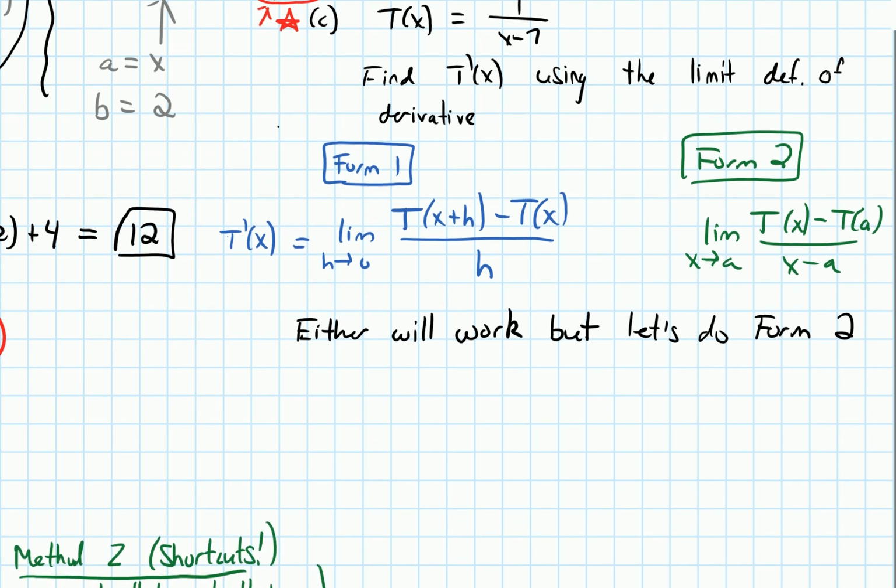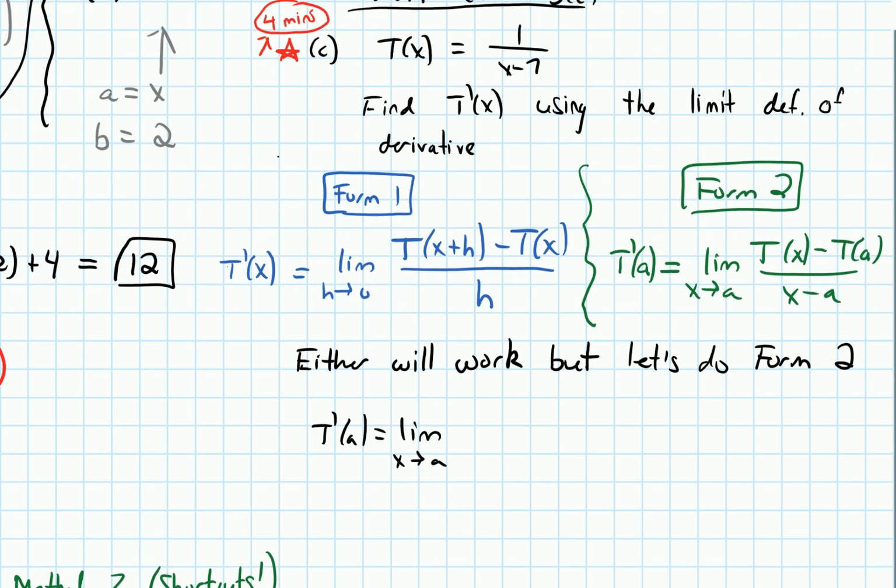All right, so form 2 says, I forgot to write something, which is this form 2 is the derivative of t, but evaluated at a, t prime of a. So if we do form 2, we get t prime of a equals the limit as x approaches a of, first I have to write t of x, but t of x was given to us. That was 1 over x minus 7.